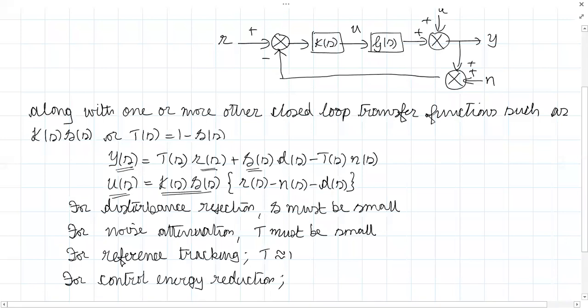So what is required? K of S into S of S. What is K of S? That's the control transfer function. Okay, so the product of the control transfer function and the sensitivity transfer function must be small. Are you getting me? It turns out from this equation, from equation 2.